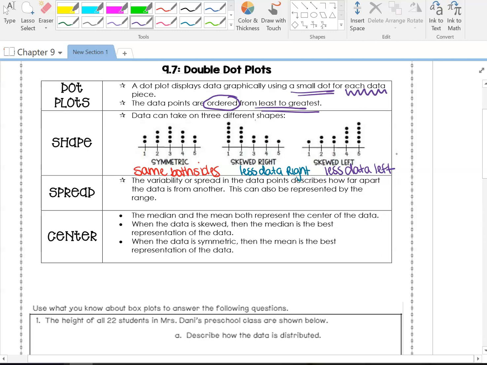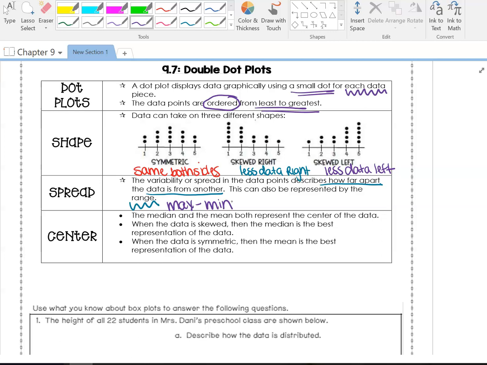So there's a spread part of it. The spread describes how far apart the data is from one another. This can also be represented by the range. Remember that the range means the maximum minus the minimum. So it's like the greatest number on the number line, or where the data is, to the least.